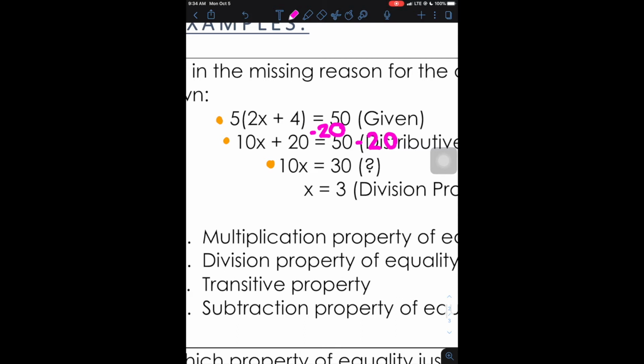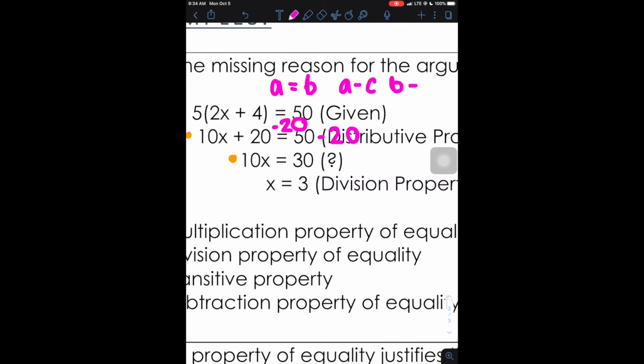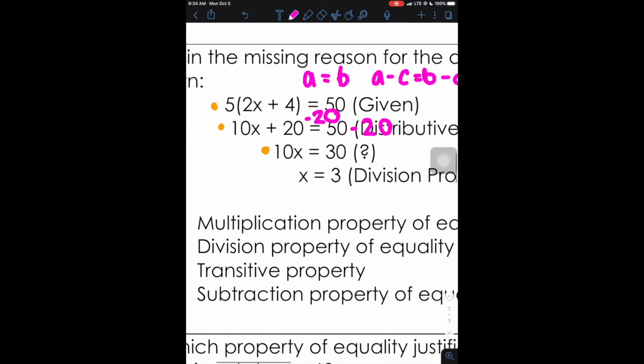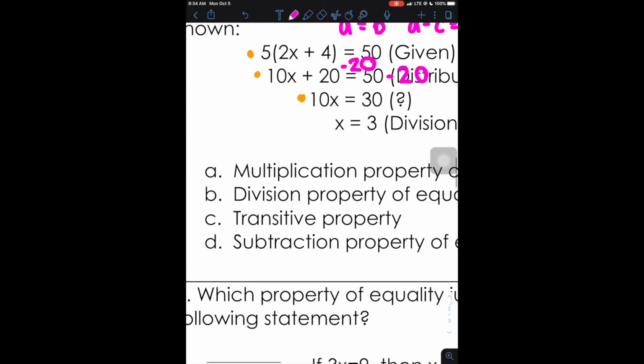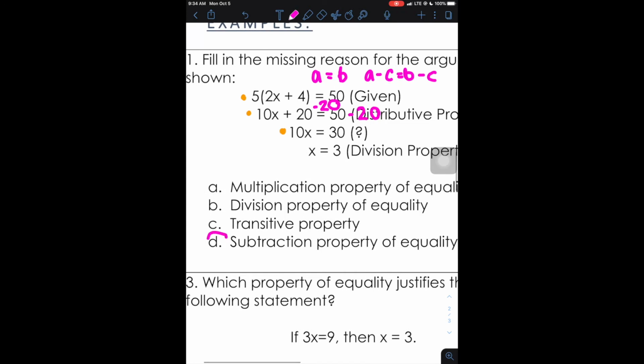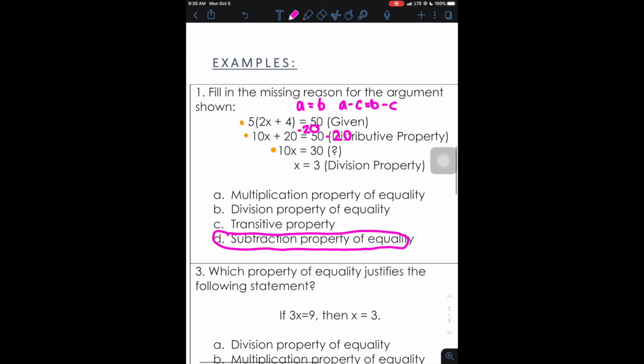I would say it would be very useful if you guys identify the operation that's going on. So I see they subtracted 20 from both sides. That looks to me like if A is equal to B, then A minus C is equal to B minus C. In this case, A was 10x plus 20, B was 50, and C was 20. So for 1, that would be the subtraction property of equality. And to the side, I'm just going to write what the parts were if I'm using this model.